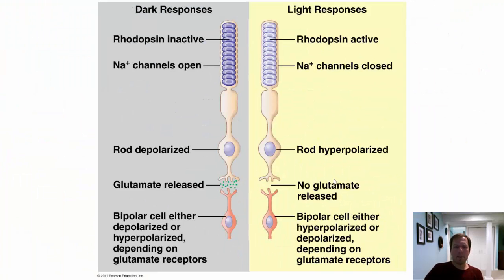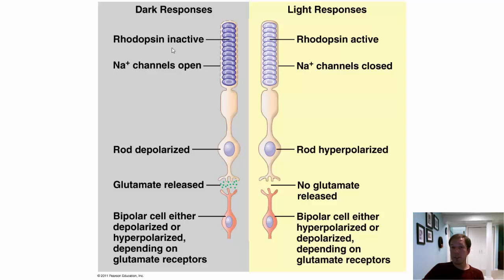And so what happens is that when light occurs, the protein changes shape, it opens up sodium channels, which causes a hyperpolarization of the cell. That's going to prevent glutamate from being released, which is then going to hyperpolarize or depolarize, depending on the type of receptors that it has, the bipolar cell that it's attached to.